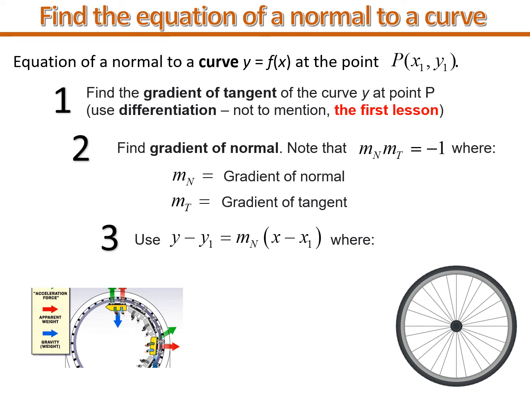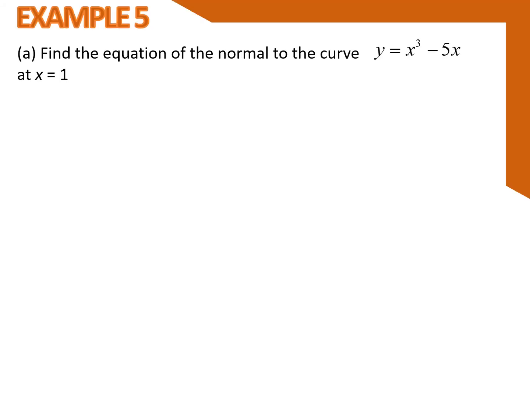Number 3, use y minus y1 equals mn(x minus x1), where x1 is the value of x in P(x1, y1) and y1 the value of y in P(x1, y1), and mn is the gradient of the normal.